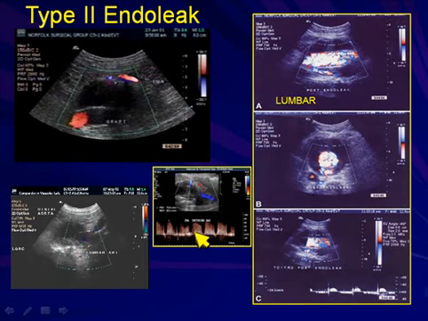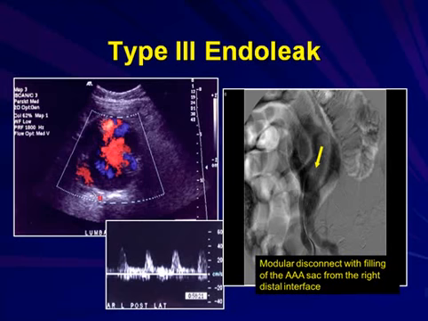Here's another IMA that has sort of a bizarre flow pattern entering the aneurysm sac. This is an example of the lumbar where you see in both longitudinal and transverse views that lumbar feeding the posterior portion of the sac, as well as the bidirectional flow confirmed on spectral Doppler. So we have all 3 views that we need to confirm that endoleak.